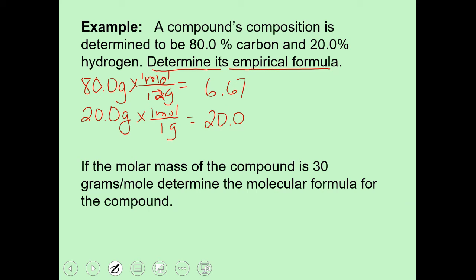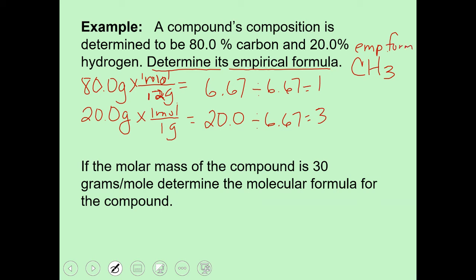So I've done the first 2 steps. I've assumed that I had 100 grams. I've converted to moles. Now I divide by the smallest, and I get 1. Divide by the smallest, and I get 3. So the empirical formula is CH3. This is the empirical formula, right?